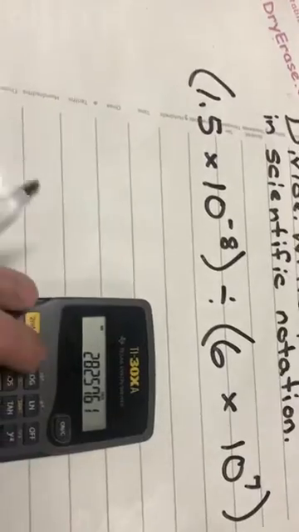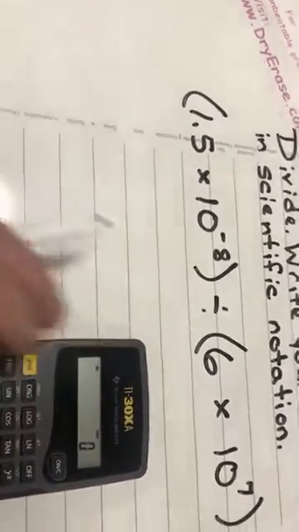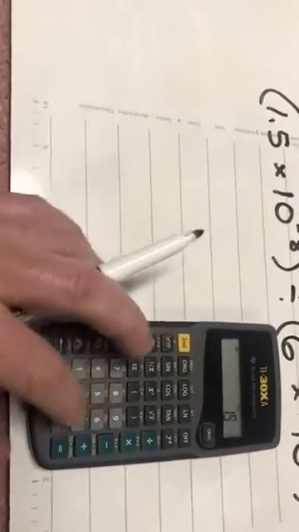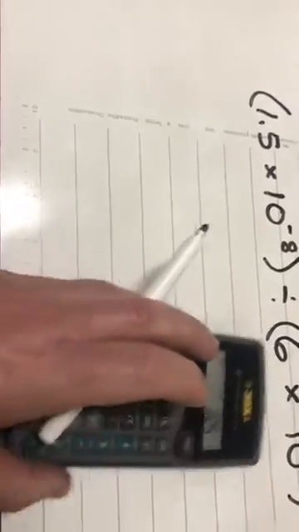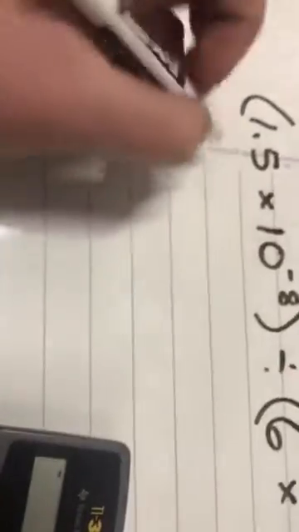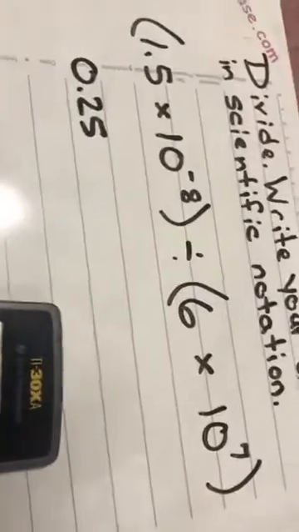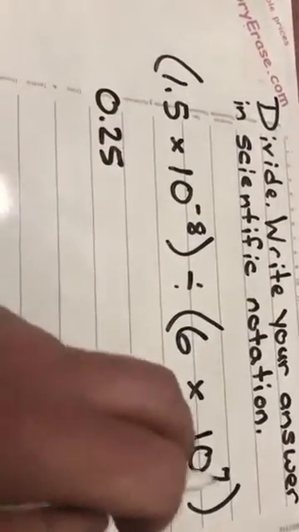So we want to have our calculator ready. Let's go ahead and clear that. We see that this is going to be 1.5 divided by 6. So I'm going to punch in 1.5, divide that by 6, and that's going to equal 0.25, as I can see there. So I'm going to put 0.25. All right, and then it's 10 to the power of negative 8 divided by 10 to the power of 7.